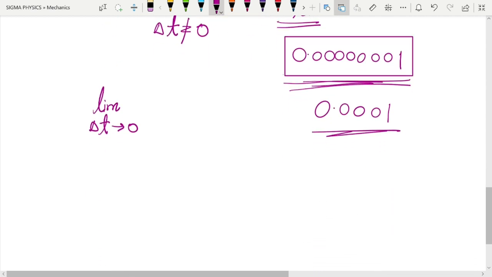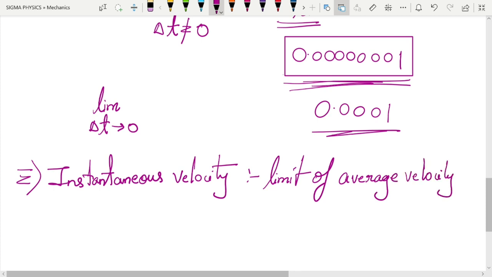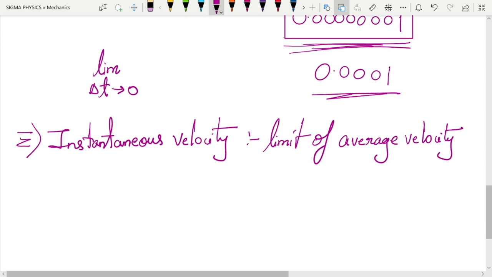Then we can define something known as the instantaneous velocity. Instantaneous velocity is defined as the limit of average velocity as the time interval approaches zero. Now here, the time interval is nothing but the time in which the particle or the ball has moved from P1 to P2, which is our delta t. So it is the limit of the average velocity as the time interval approaches zero.